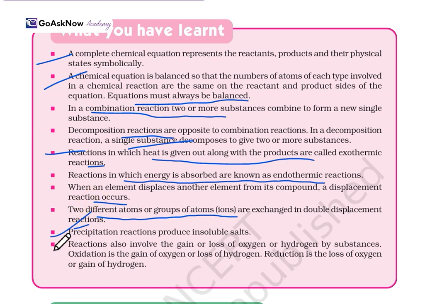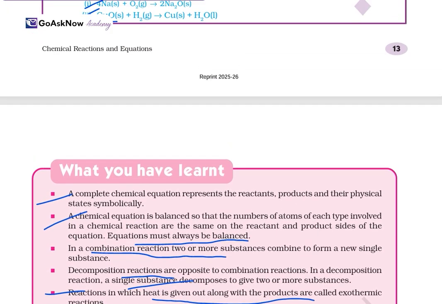Also, we have studied reactions involving the gain or loss of oxygen or hydrogen. Oxidation is the gain of oxygen or the loss of hydrogen. Reduction is the loss of oxygen or the gain of hydrogen. So we have studied oxidation and reduction. When oxygen is gained, it's oxidation; when it's lost, it's a reduction reaction. So this is all about part 2 of chapter number 1.